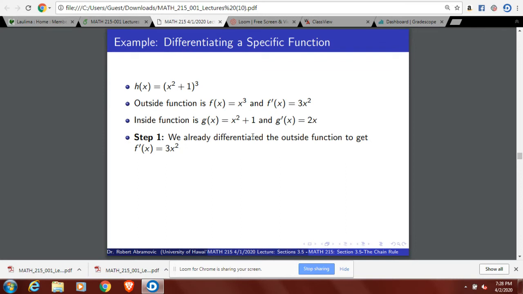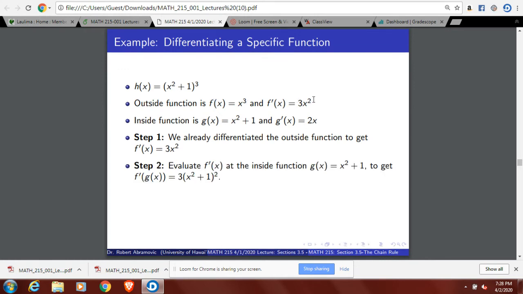We already differentiated the outside function to get 3x squared. So we already did step 1. Step 1 was already taken care of here. Now we're going to plug in, instead of x, so f prime takes an input, spits out 3 times the input squared. Now it's going to take, instead of x as an input, it's going to take the inside function x squared plus 1 as an input. So f prime of g is going to be 3 times x squared plus 1 raised to the second power.